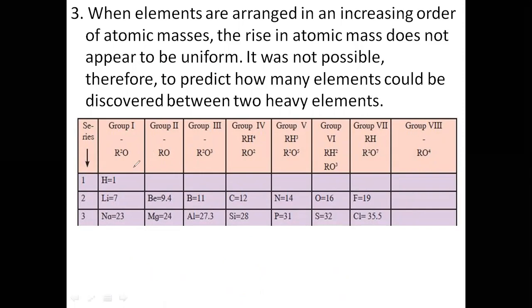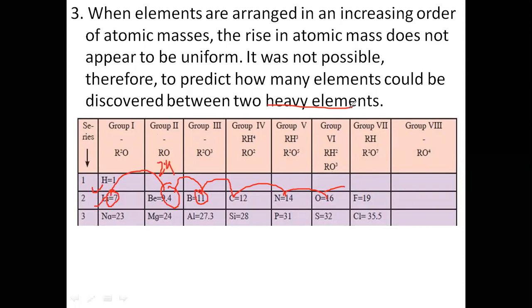Let's see Mendeleev's periodic table. Hydrogen 1, lithium atomic mass number 7, then beryllium he placed 9.4, 11. Here you can see 7 to 9.4 is an increase of 2.4, then 9.4 to 11, and 11 to 12, 12 to 14. So there is no constant uniformity in this. It is difficult to predict the in-between elements among the heavier elements. While predicting the in-between elements, it is impossible. Why?